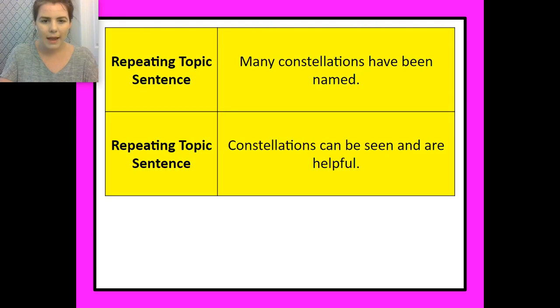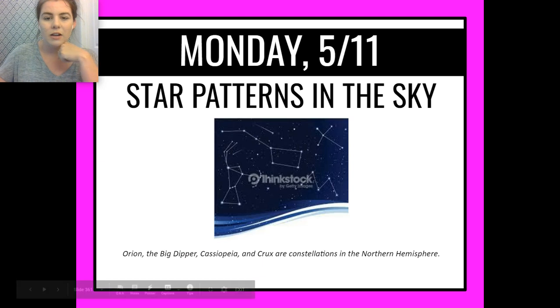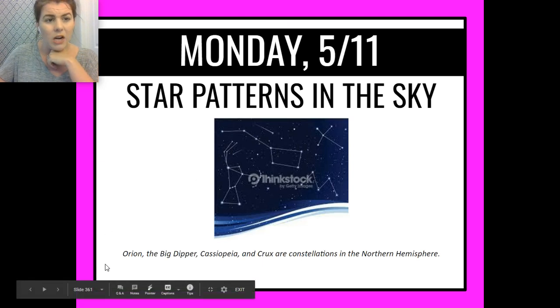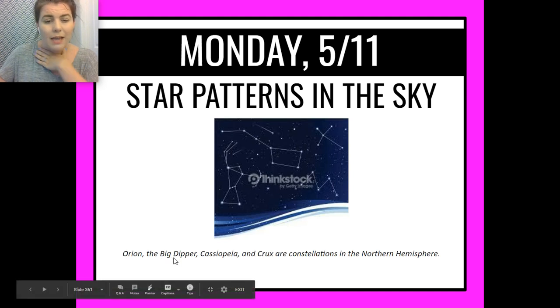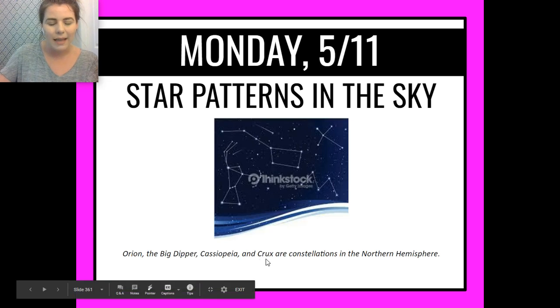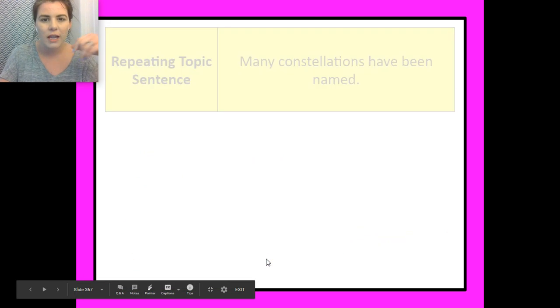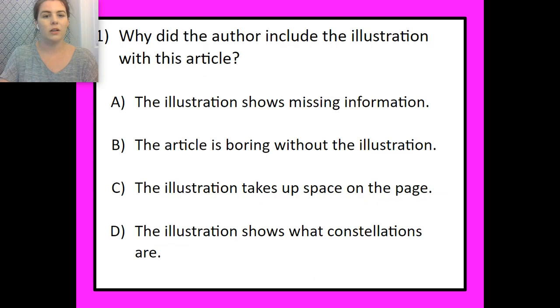So let's actually go back and look at this illustration. We're going to go back quite a bit. Here's my illustration that was included, and here is the caption: Orion, the Big Dipper, Cassiopeia, and Crux are constellations in the Northern Hemisphere. So why did the author include this image? So let's go back to that question. I go slow so that I don't show you the answer.